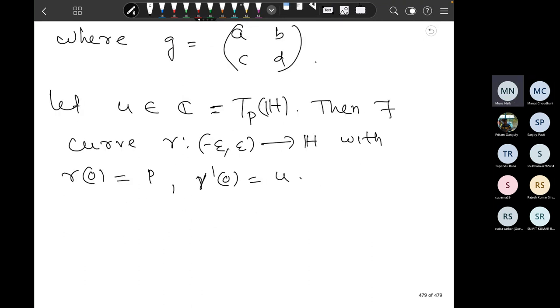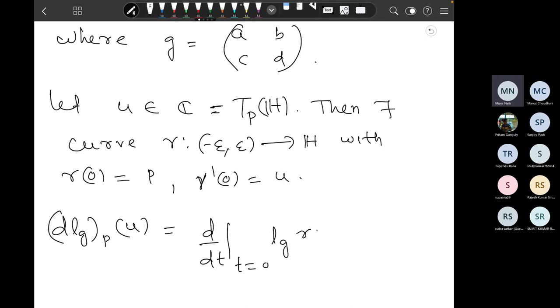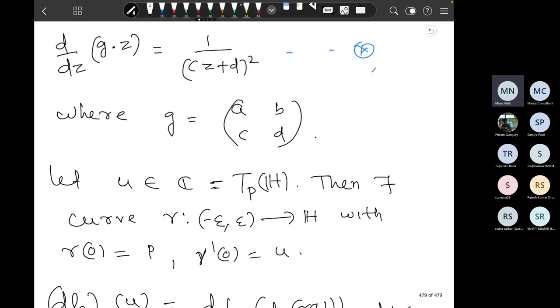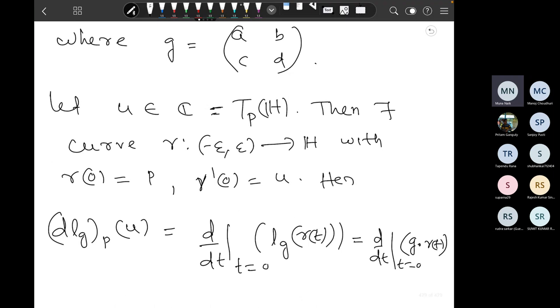Then I want to calculate d L_g at p applied to U. What is this thing? By definition, it is d by dt at t equal to 0 of L_g of gamma(t). So this is d by dt at t equal to 0 of g dot gamma(t). Now I have calculated this d by dz of g dot z, and I will use this fact. So here g is equal to (A, B; C, D), so L_g is given by (A, B; C, D).